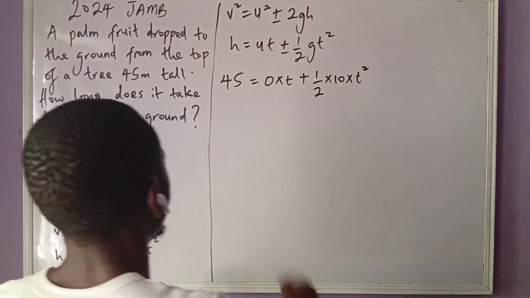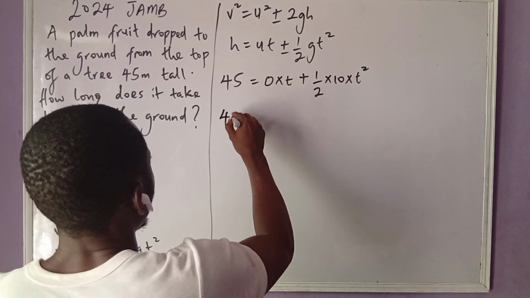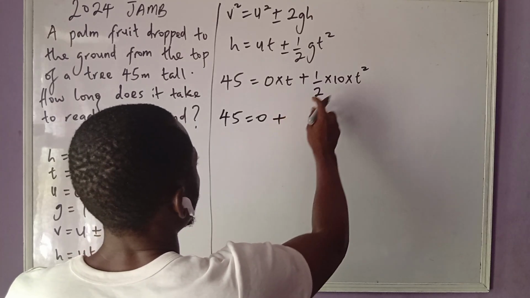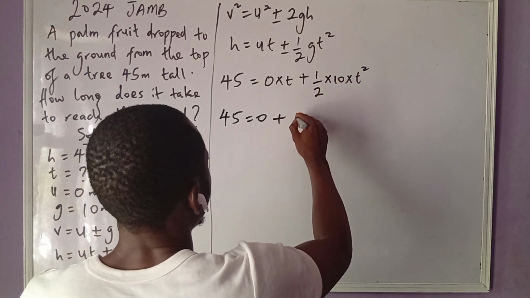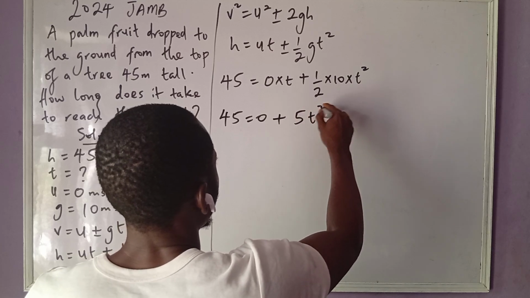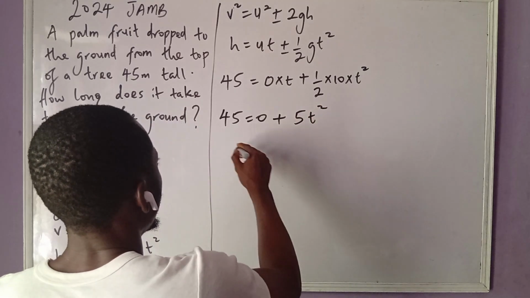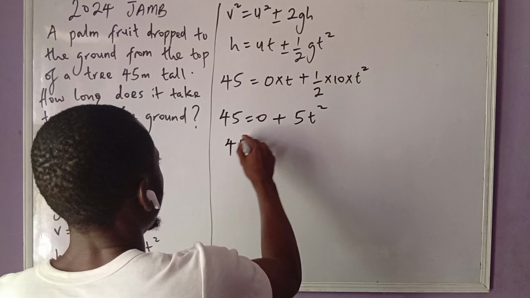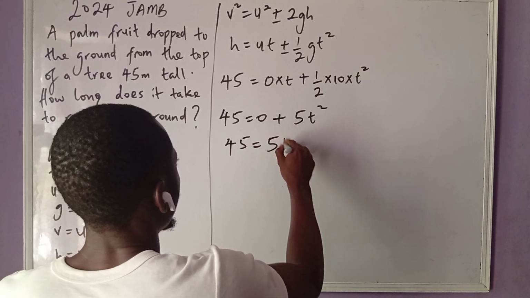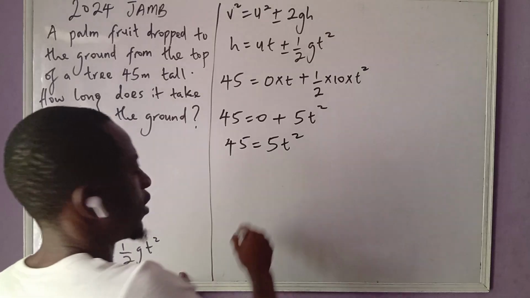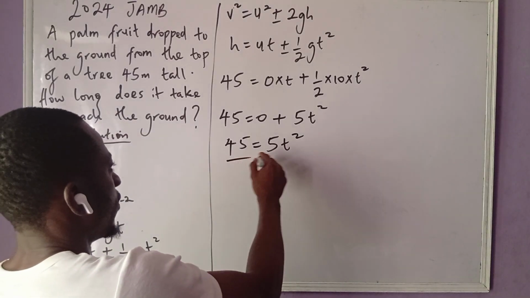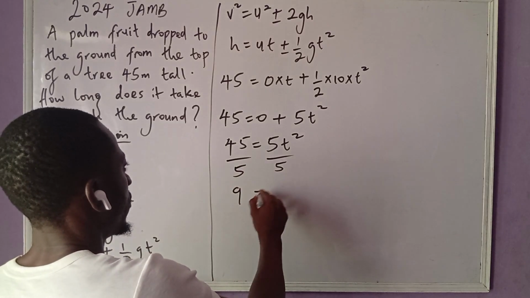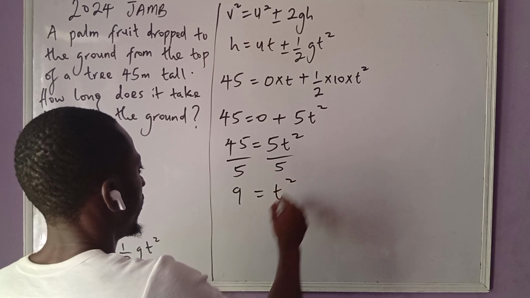So let's continue to solve. 45 is equals to 0, 0 times t is 0, plus 1 over 2 times 10 will give us 5t square. And at this point, that means we are supposed to have 45 is equals to 5t square. Divide both sides by 5. When you divide both sides by 5, we are supposed to have 9 is equals to t square.